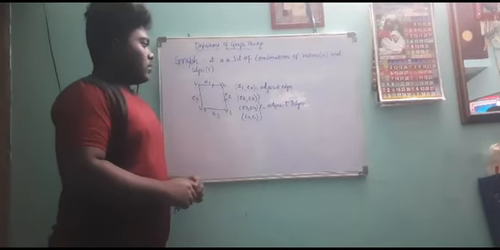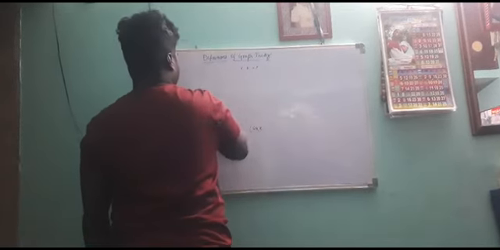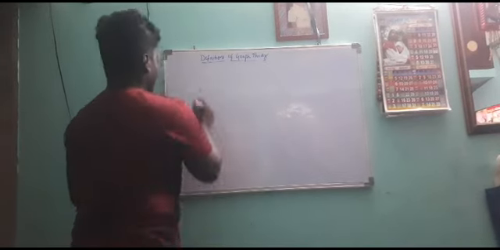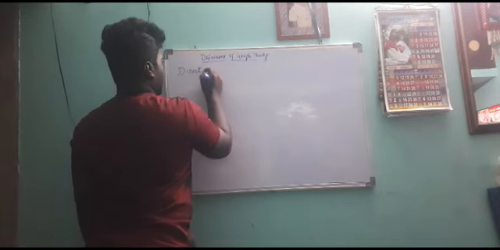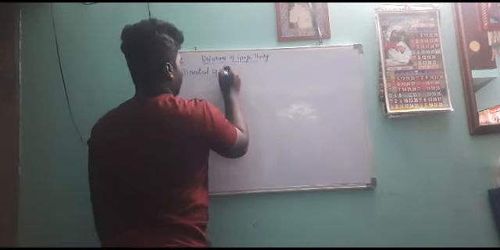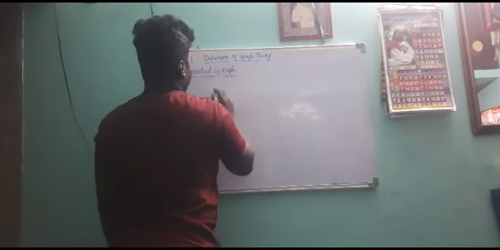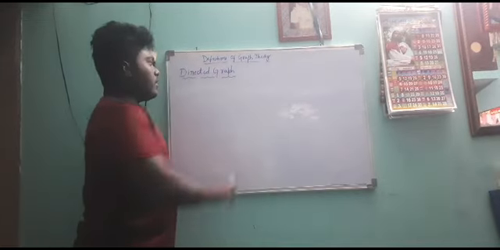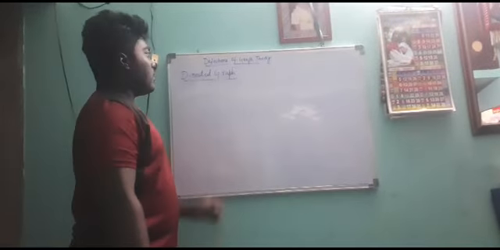And now we will talk about directed graph. Directed graph. In a graph which shows the directions, the edges which show the directions is called a directed graph.